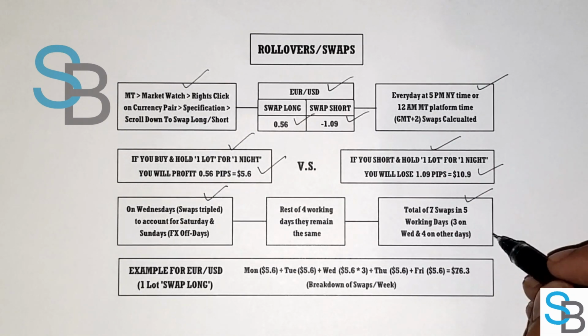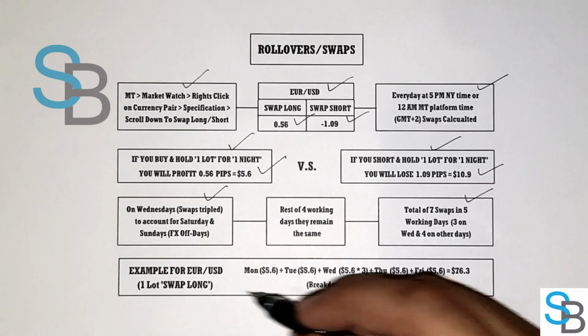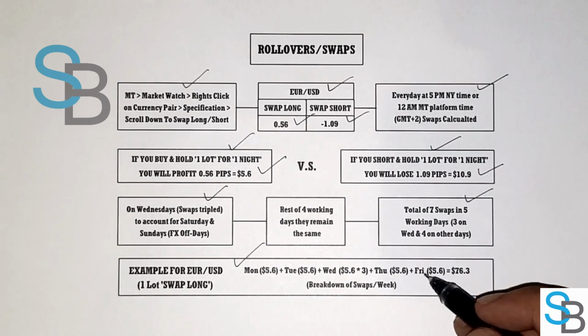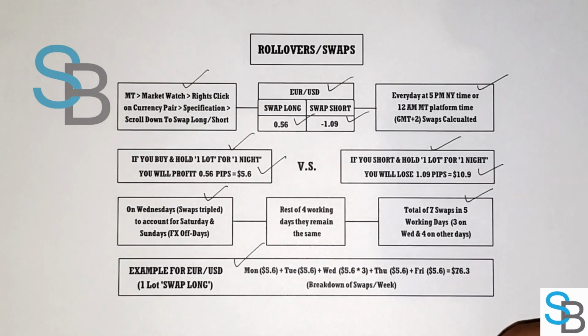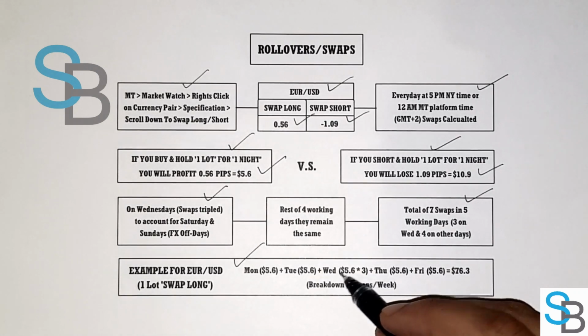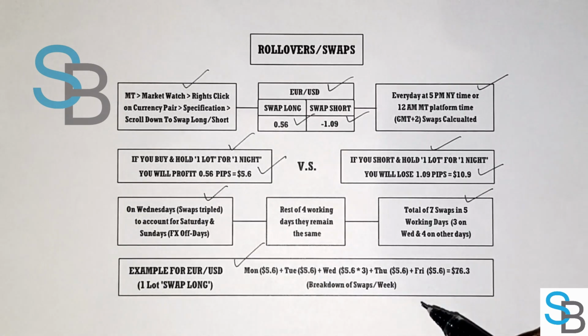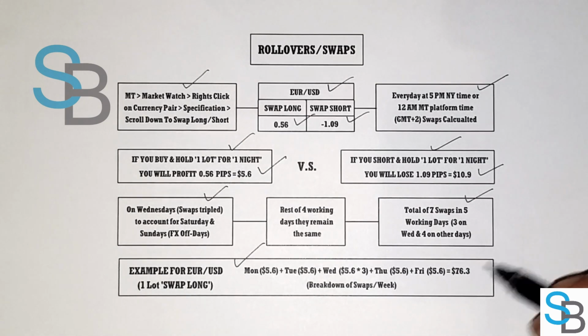Let's say we go long on one lot of Euro USD for the whole week. How much profit can we make if we earn a swap of 0.56 pips every day for the whole week? On Monday, we would earn $5.6. On Tuesday, the same. On Wednesday, we will earn 3 times as much. On Thursday, again $5.6. And finally, on Friday, we earned the same. So if we add them up, we would earn $76.3 for the whole week.